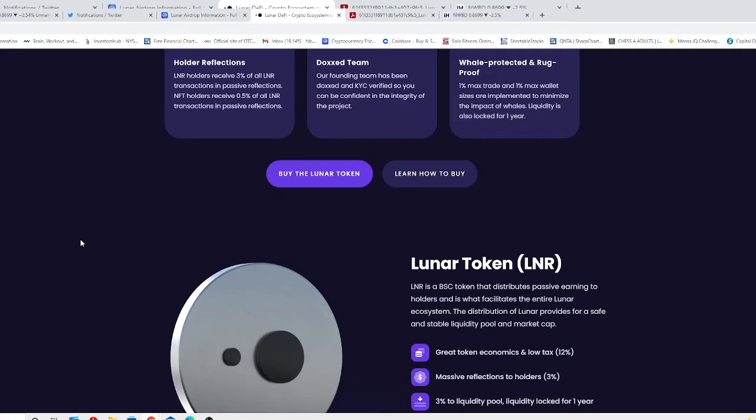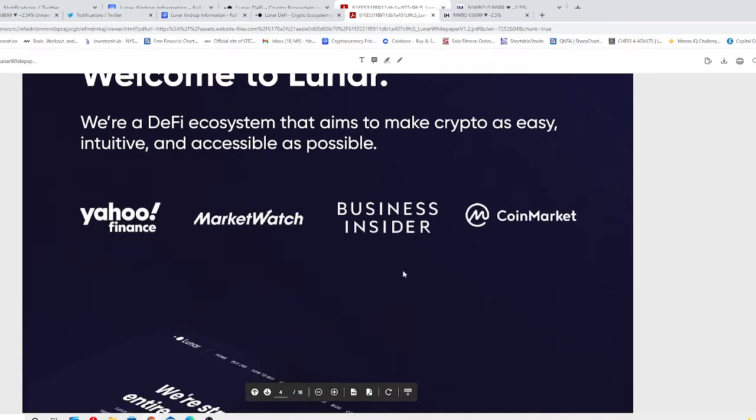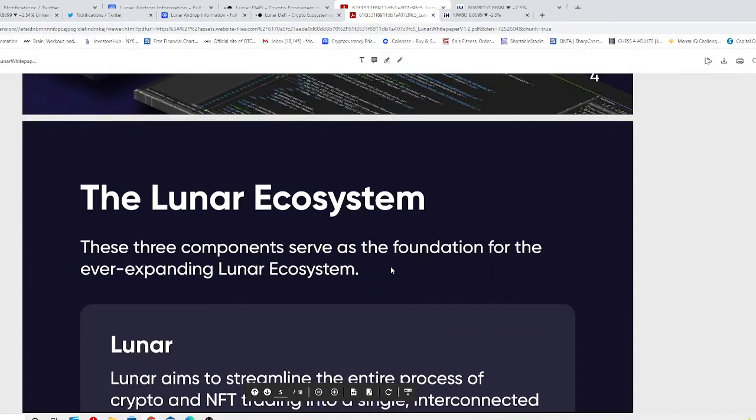But before moving forward, let me give you a little bit more about them. They are a DeFi ecosystem that aims to make crypto as easy, intuitive, and accessible as possible. I'm just reading a little bit about this to you, because if you're gonna get involved in this particular sweepstake, you gotta know a little bit what this is about. This is a new thing. I mean, I just actually got it in.